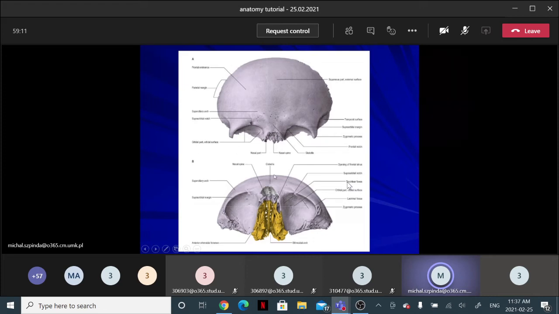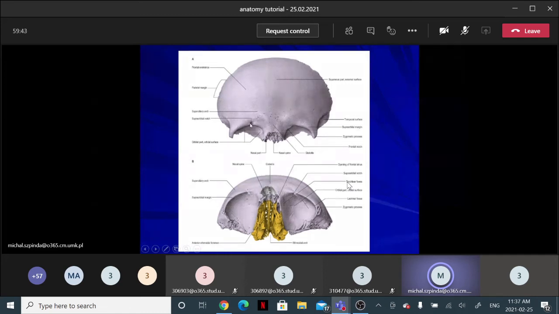At the place at which 4 parts of the frontal bone meet, inside are 2 frontal sinuses, pneumatic spaces covered with mucosa. They belong to the paranasal sinuses.